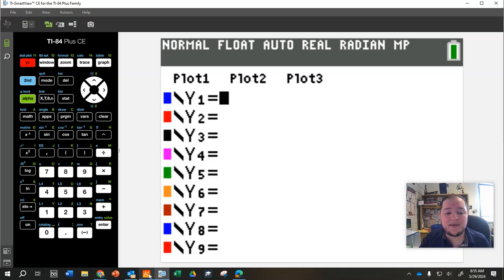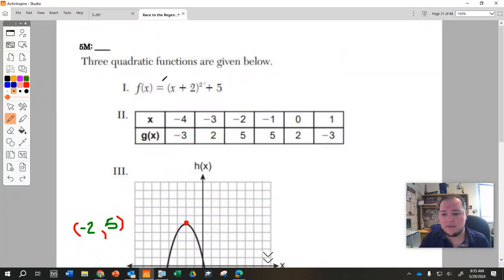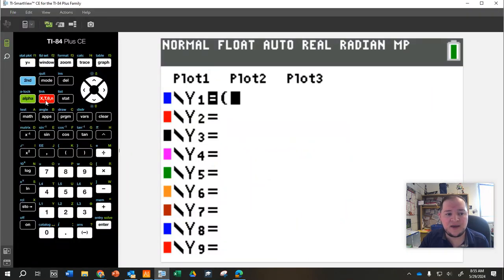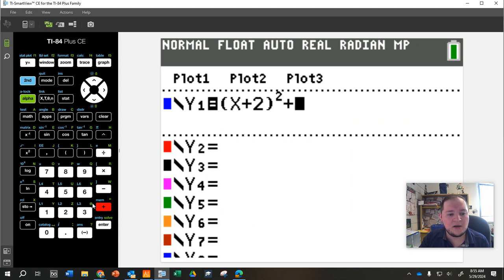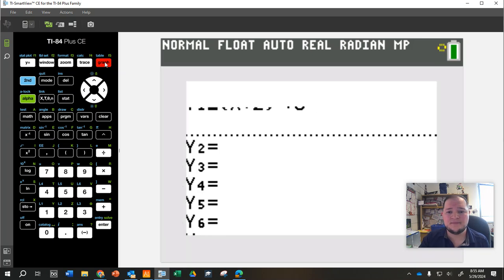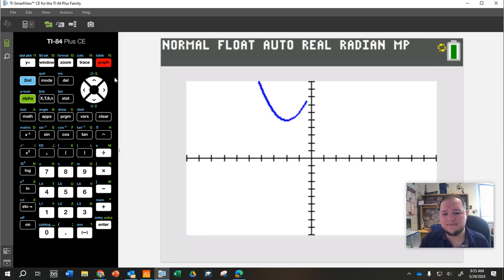And now we're going to type in the equation up in 1 into y equals into y1. So I'm going to type in parentheses x plus 2 squared plus 5. So parentheses x plus 2 parentheses squared plus 5, just like they gave it to me. And now to get the picture, I click which button? I click graph. And then you got 2 choices. I'll show you, well, I'm going to show you both anyway.